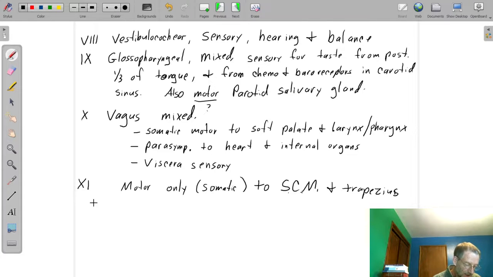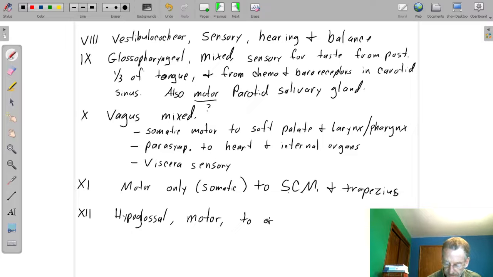And then we have the hypoglossal. And this is motor only. And this is to all extrinsic muscles of the tongue. Hopefully you can still list those.